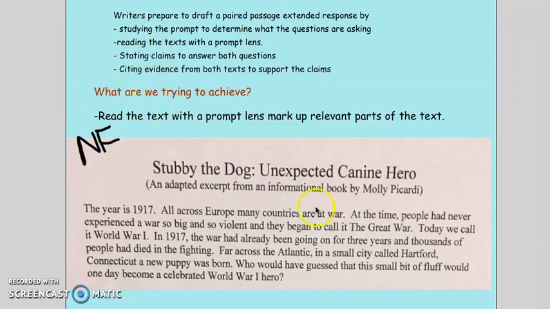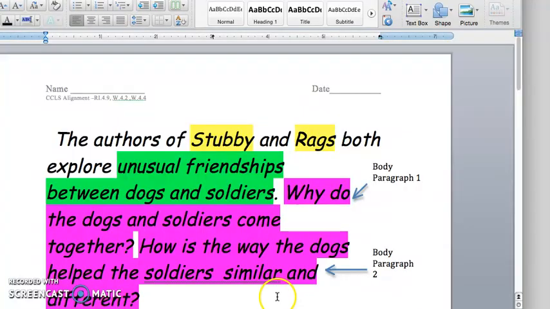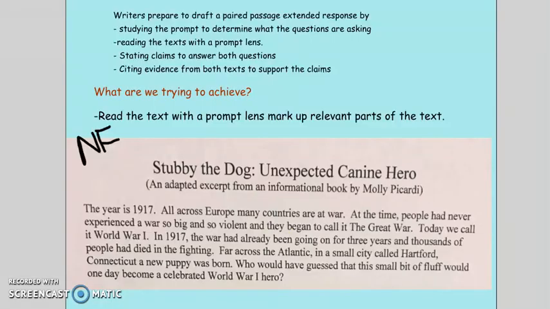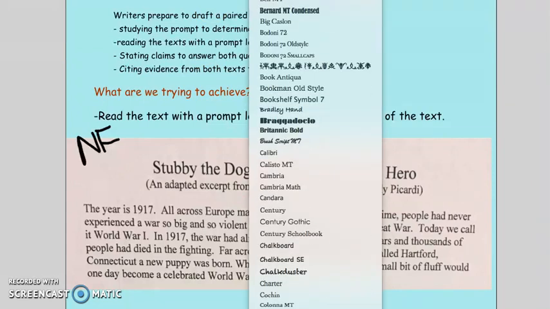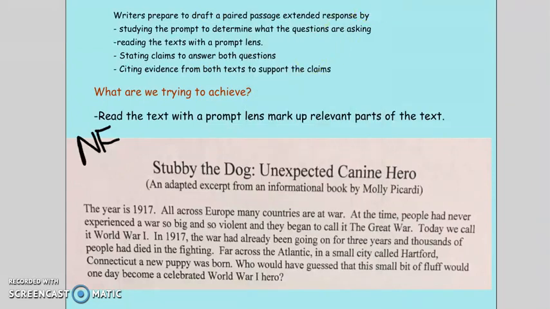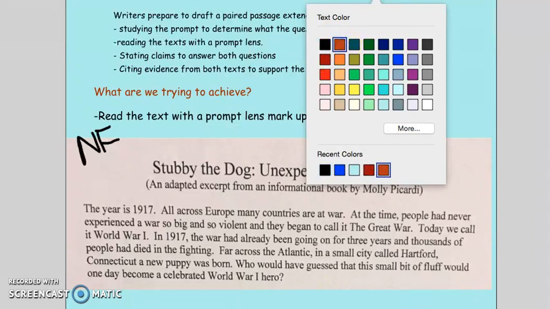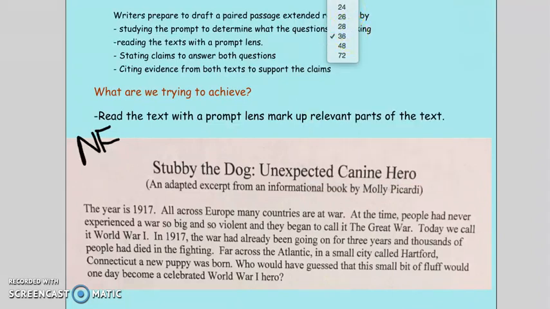All right, and then I want to go back to my prompt. And I know that I'm going to be reading this text with the question, why do the dogs and the soldiers come together in mind? And how is the way the dogs help the soldiers similar and different? So I want to remind myself what I'm reading for. I'm reading to find out, why did the dogs and the soldiers come together? So at the top of my text, I'm going to write that down to remind myself.